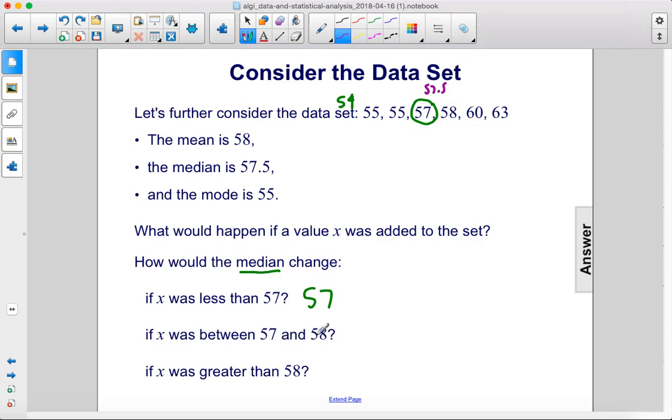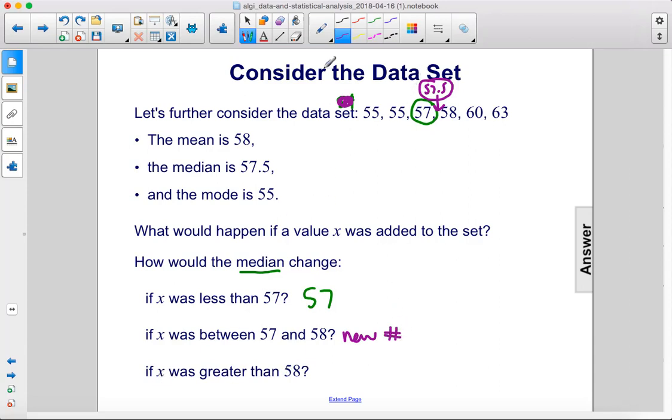If we add a number that's between 57 and 58, say if we added, for example, 57.5, the new median would be this value, because this would then be the middle value. So we would now have 7 values, and this one would be right in the middle. So whatever number this is, the new number would be the median.